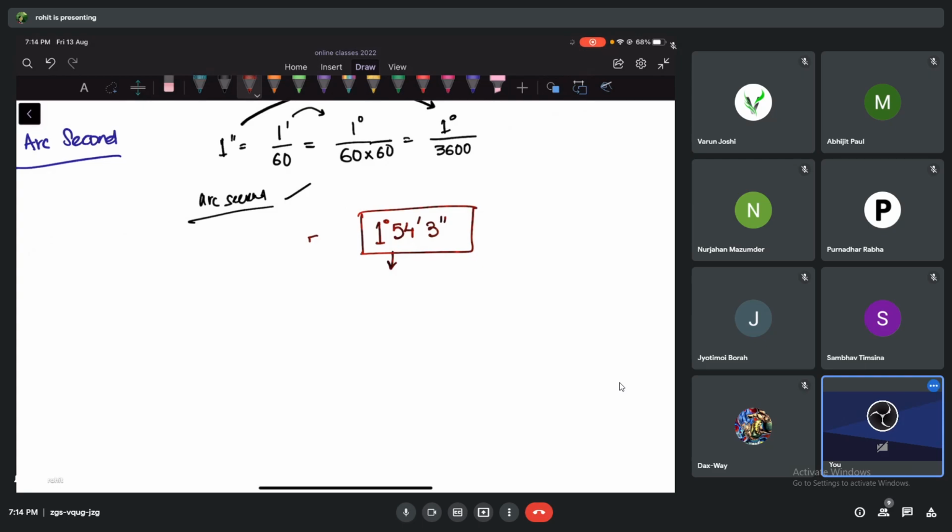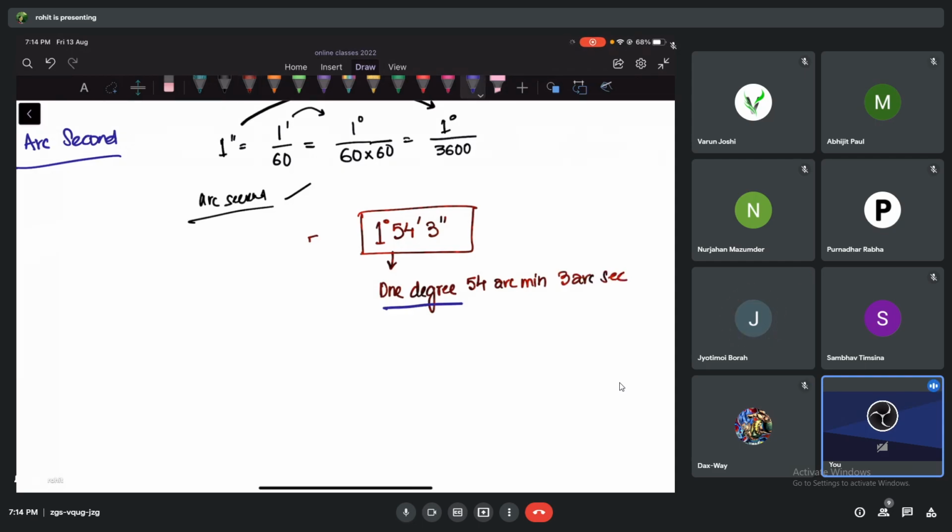So what is this? 1 degree, then 54 arc minutes, and 3 arc seconds. You can read it like that, or you can just call it 3 seconds also. Okay, we will understand that.